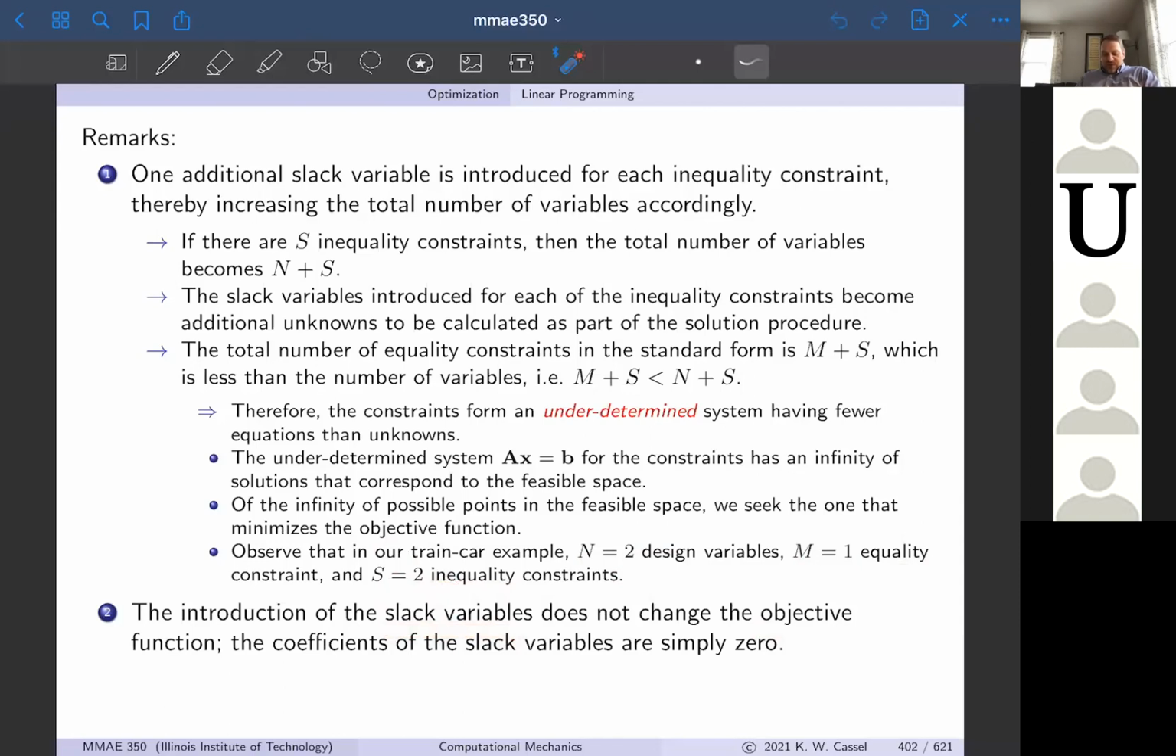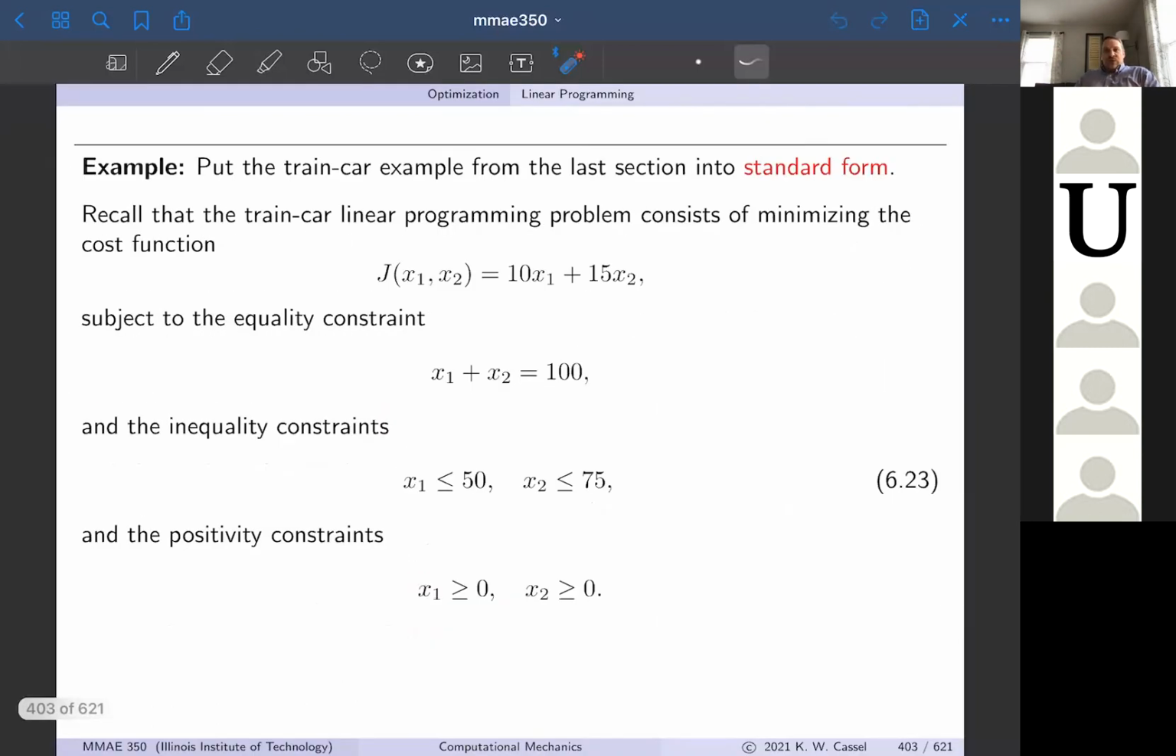All right, yes, so now I remember what I was saying. You can add the s's to the objective function. However, the coefficients on them in the objective function will be 0. So the cost function or objective function will not change when I add the slack variables. Only the constraints themselves are changed. You'll see that as we do this example.